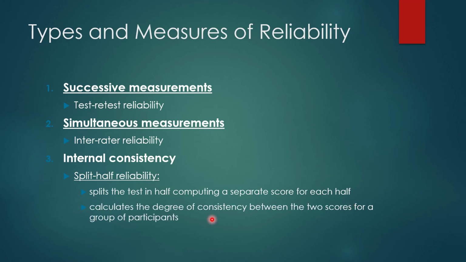So it calculates the degree of consistency between the two scores for a group of participants. So the scores on 1 through 10, the scores on 11 through 20, they should be highly correlated if you have high split half reliability.